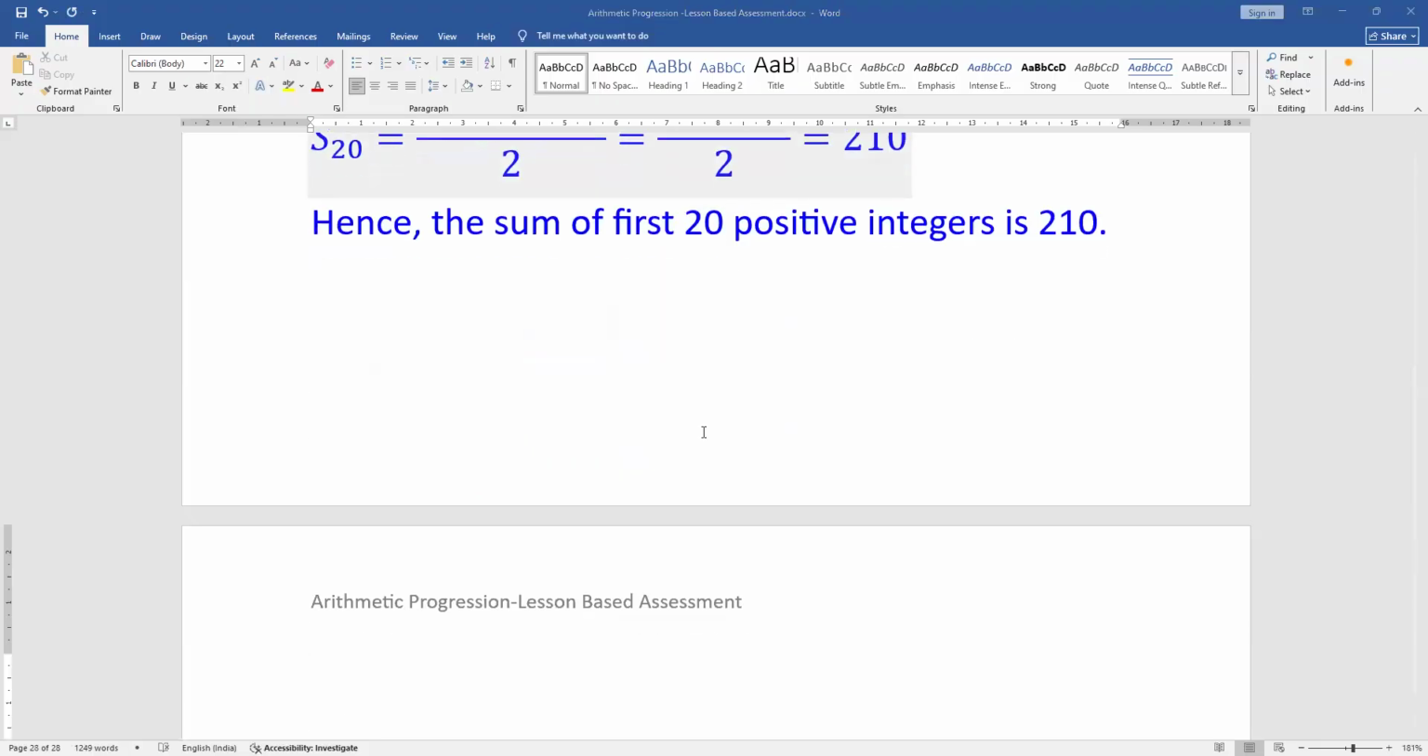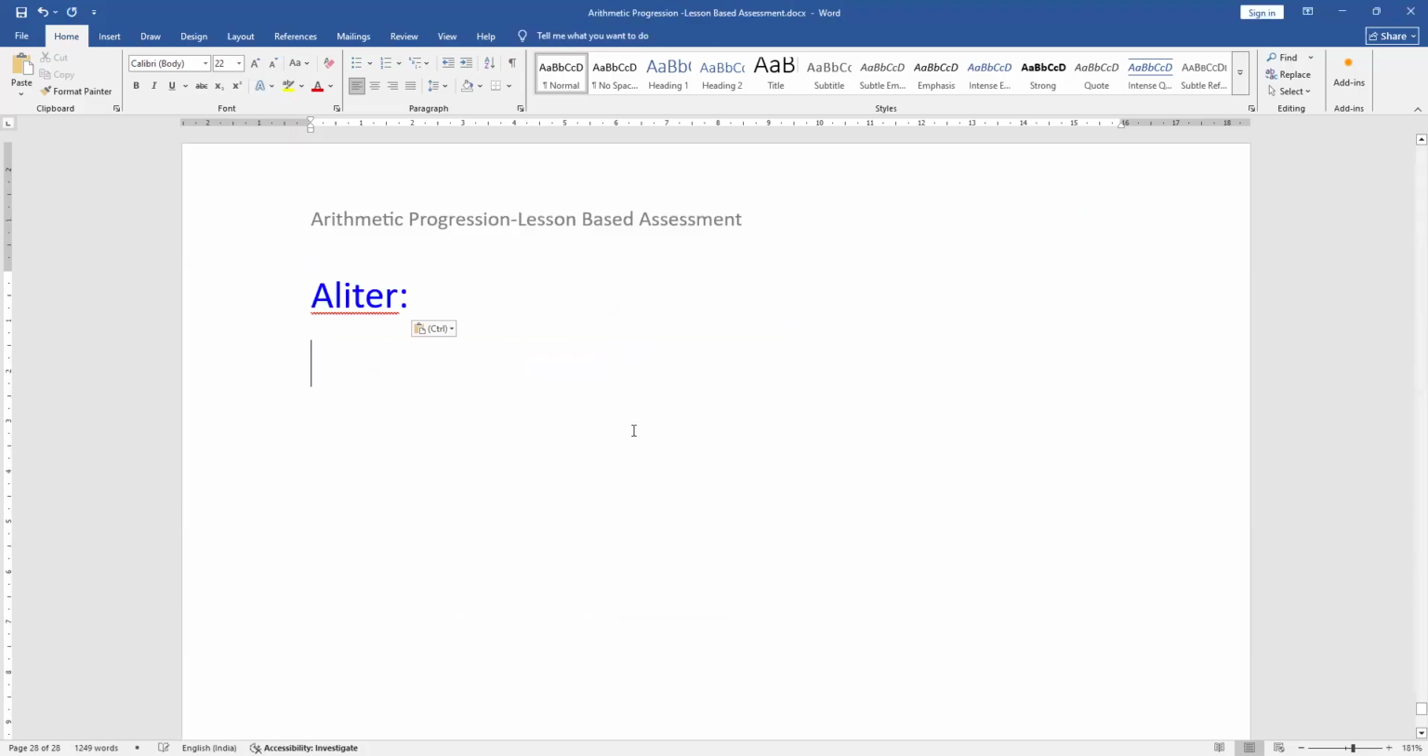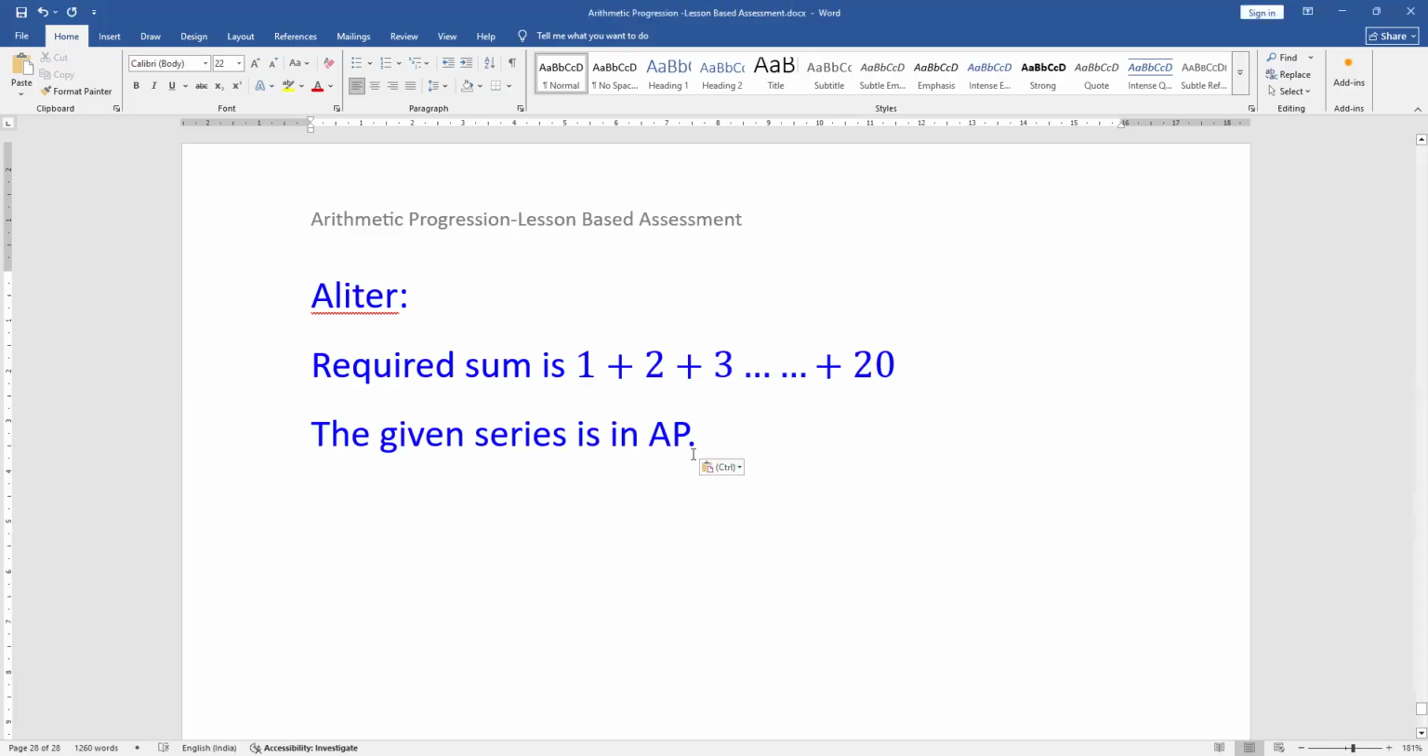But there is one more method also. I'll give you an alternate method also. You can use any of these methods. We say Aliter, which means alternate method. So the required sum is, I need to find 1 plus 2 plus 3 and so on up to 20. Now if you observe, the given series is in AP, right people? So the given series is an AP here.